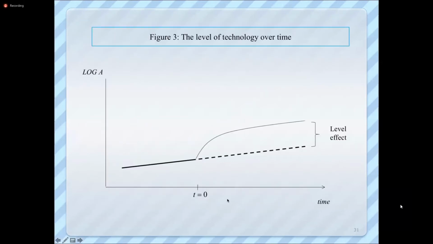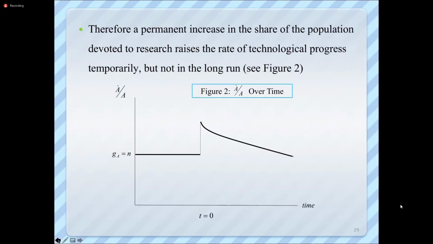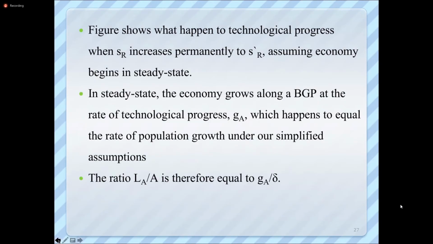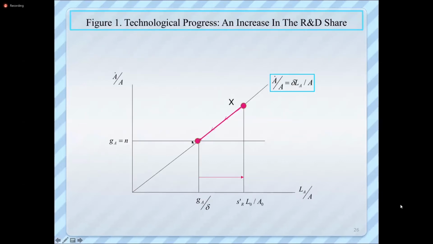Let me just explain the diagram. However, the level of technology is permanently higher. Therefore, you need all these three diagrams to explain what happens if the share of population involved in research increases. Let me just repeat this again. The figure shows what happens to technological progress when the share of population increases permanently, assuming the economy begins in steady state. So therefore, it begins at steady state.